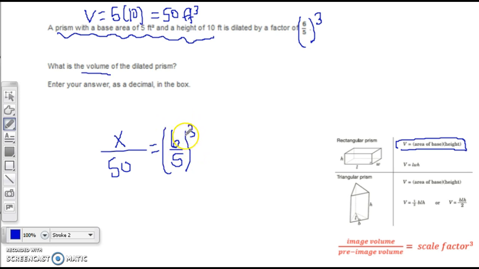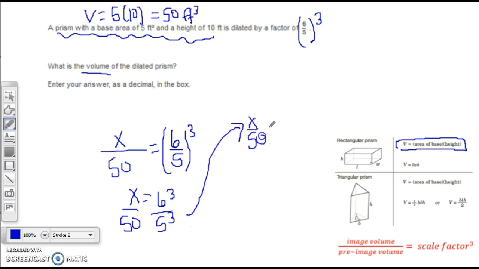So I think the easiest way to deal with 6/5 to the third power is to raise each of those to the third power. So I would set this up as 6 to the third power over 5 to the third power. And then I would multiply each of those out. So 6 raised to the third power is 216. And 5 raised to the third power is 125.